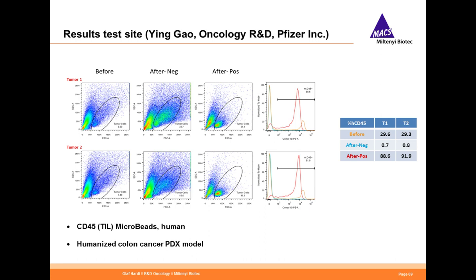for downstream analysis. And this, you can see, also nicely works with this CD45 TIL MicroBeads human, because you will just isolate the human CD45 cells out of the tumor and will not get any contamination by the mouse cells because of the lineage-specific antibody.